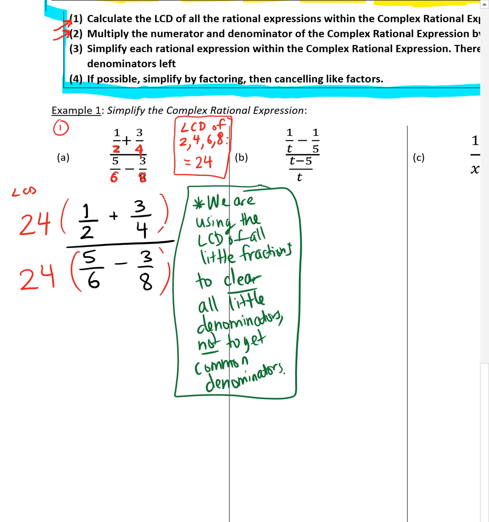So let's see. Like we said, we're trying to multiply 24 by the numerator, but the numerator has two terms in it, so I'm going to have to distribute here. 24 times the 1/2, and then 24 times the 3/4. Same thing in the denominator. I'll do 24 times 5/6, and then 24 times 3/8. And it's complicated enough that I'd probably write that out.